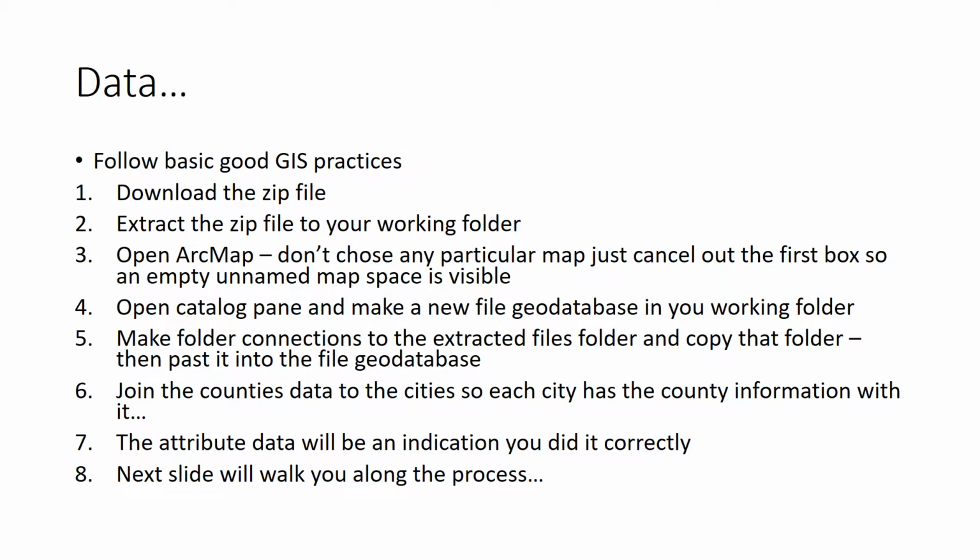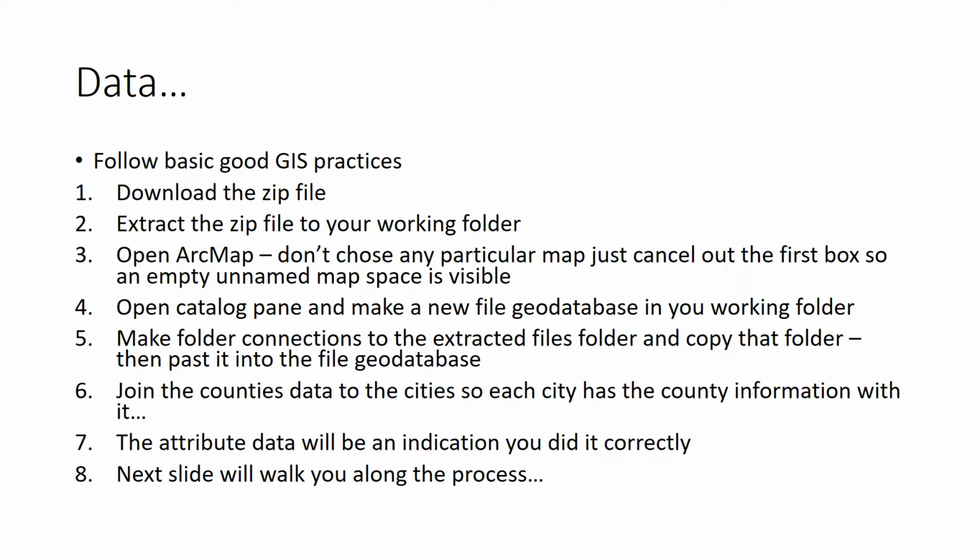So first, let's start with our data. You need to follow good GIS practices. So we're going to start off like this. You're going to download the zip files, the data that is in the microlab module on Canvas. Download those to your downloads folder. Once you're there, you're going to go to your downloads folder, and you're going to right click on those downloads and extract the data from those zip files to your working folder.